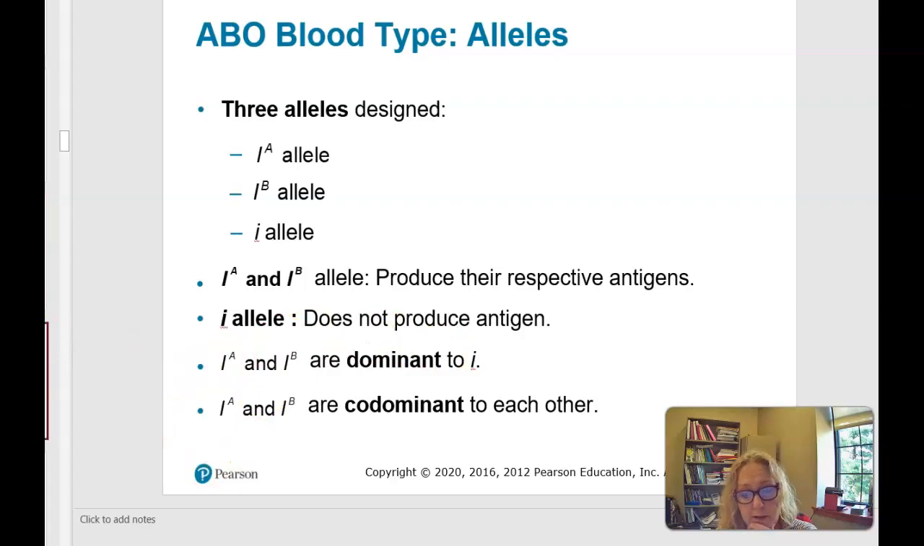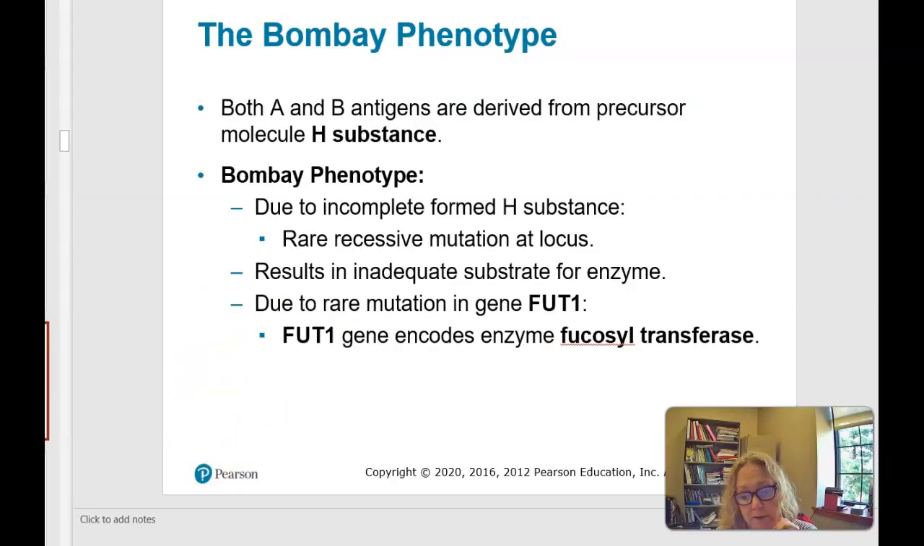Okay, Bombay blood type. Here we go. The Bombay phenotype. This is kind of like being an albino, where it doesn't matter what the gene says because you don't have any pigmentation. Both A and B antigens are derived from a precursor molecule, H substance. The Bombay phenotype has an incomplete form of that substance. So it's a rare recessive mutation, which results in an inadequate substrate for an enzyme.